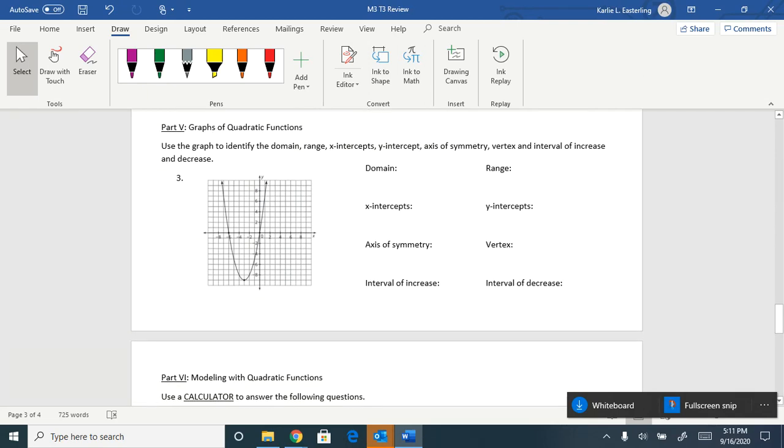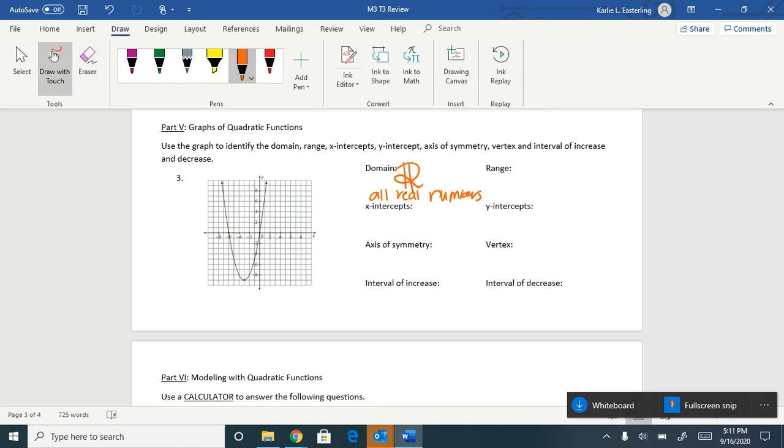So finally, graph of quadratic functions. We're looking at what is given to us. Our domain is all real numbers. It's those two lines and kind of a curly R, or you can write all real numbers if that makes you more happy. And that's because our arrows are going out forever and ever, so we're going to have all x values.